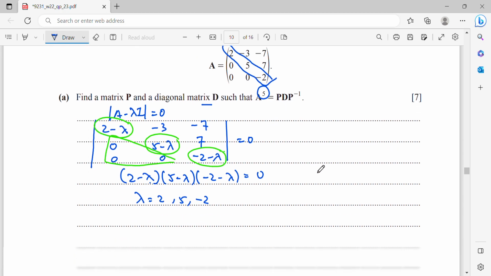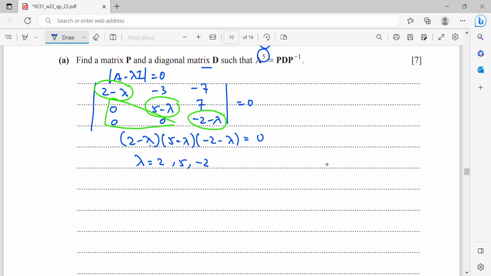Now, with the lambda, you have to get the eigenvector. So when lambda equals to 2, substitute back into the first matrix or first determinant. Now change to matrix. So I will get 2 minus 2, I get 0, 0, 0 for the first column. Second column minus 3, 5 minus 2 is 3, then 0. Third column minus 7, 7, minus 2 minus 2, I'll get minus 4.